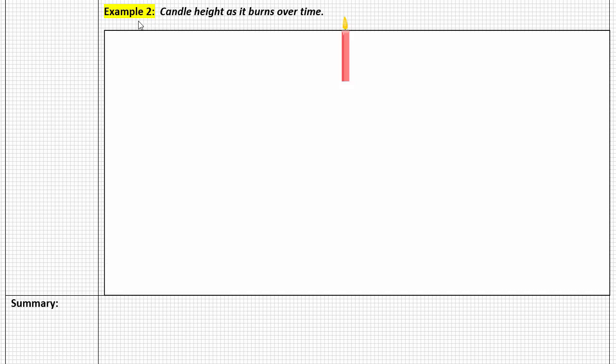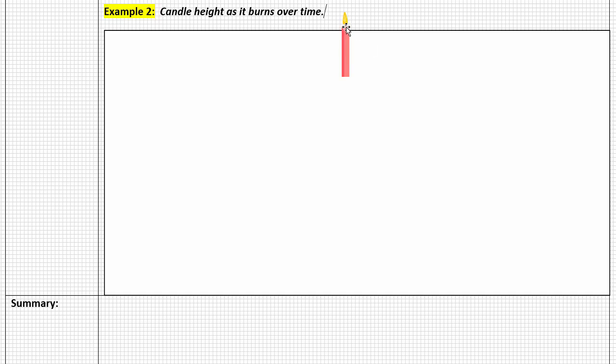Alright, so for our second example, we're going to be looking at the candle height as it burns over time. So I have a little picture of a candle here, and I just want you to think about that. If we take a brand new candle, and we light it, and we let it burn over time, what do you expect to happen to the height of this candle?